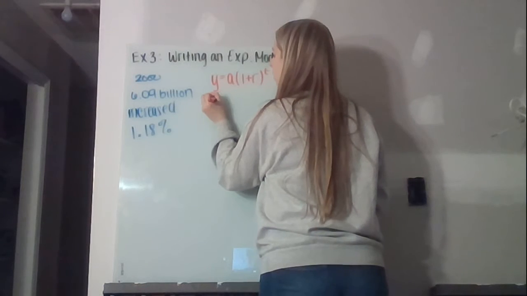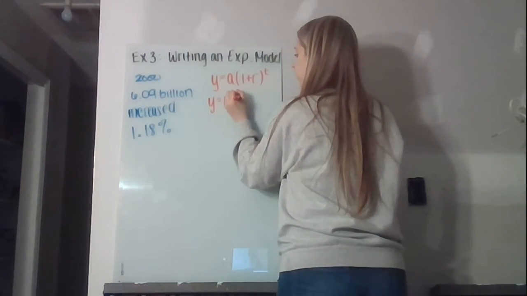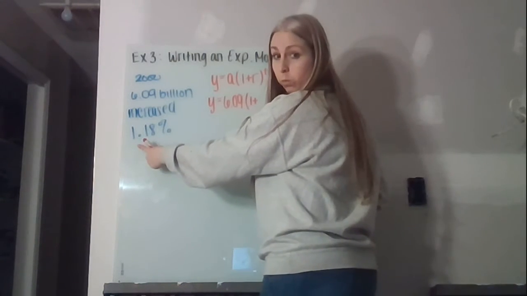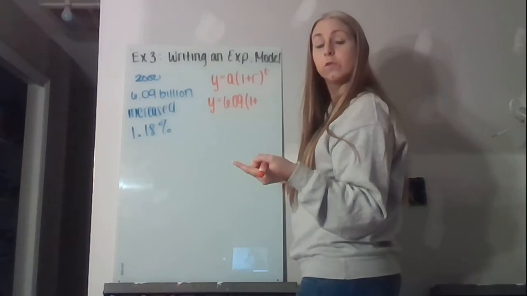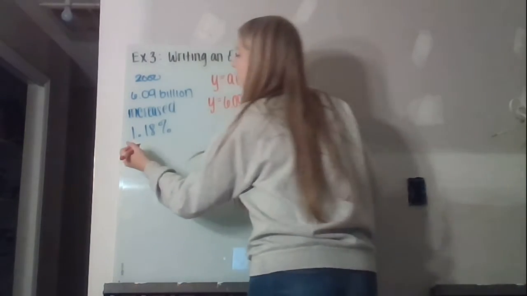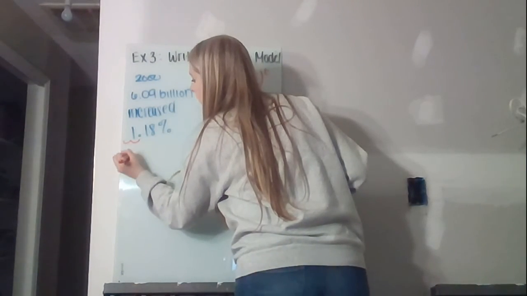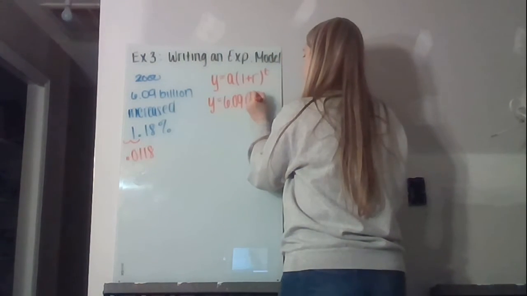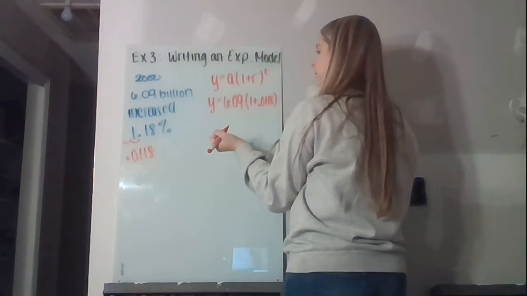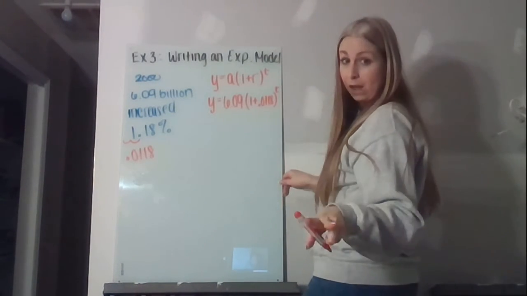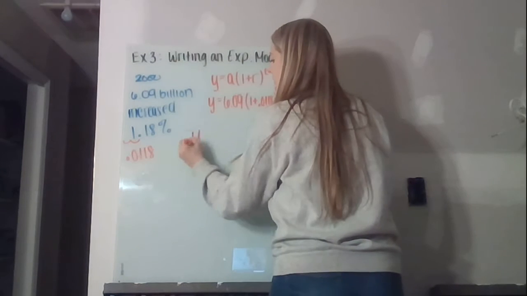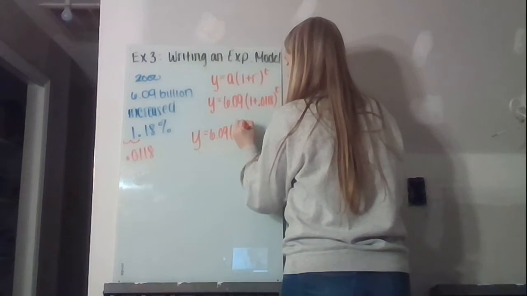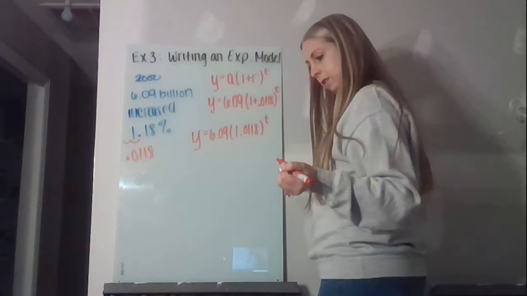I know my starting point was 6.09 billion. 1 plus my rate. Now this is my rate, 1.18. But I have to turn that into a decimal. So for those of you that don't remember, you have to move 2 decimal places to the left. So 1, 2. Which gives me 0.0118. And then I don't know t as of right now. I'm just writing the model right now. So my model is y equals 6.09 times 1.0118 to the t.